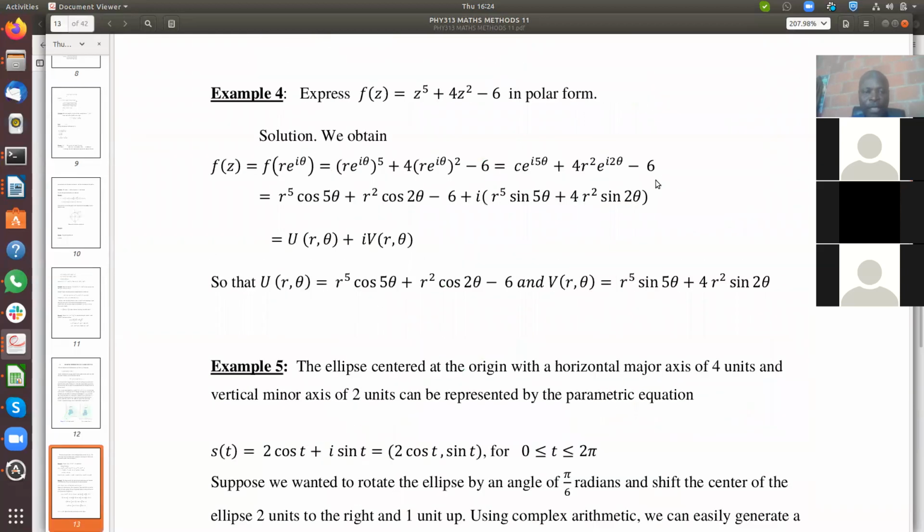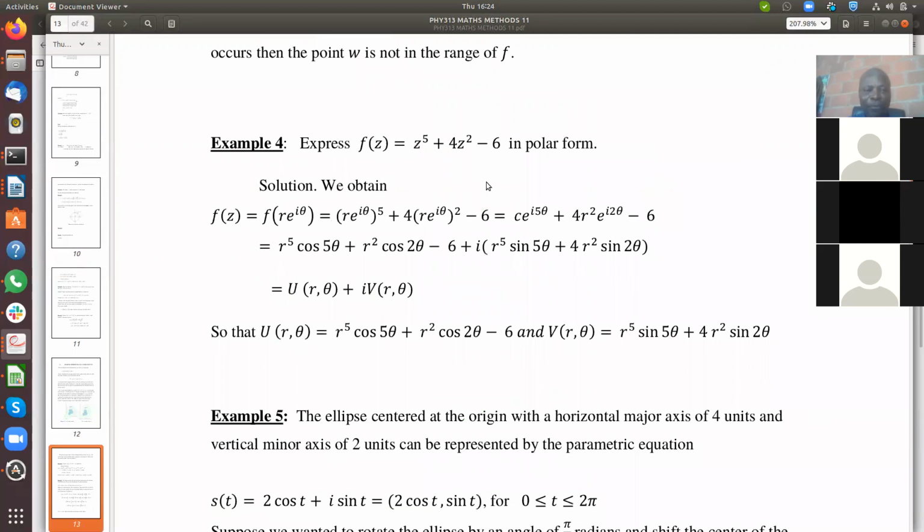So now, there is this example 4. Last week, I tried to introduce polar coordinates. I think you remember. I introduced a polar coordinate that has to take into consideration e to the i theta. The way we solve for a linear complex number, we can do the same thing for a polar form. So if you look at example 4: express f of z equals z to the power of 5 plus 4z squared minus 6 in polar form. Now, last week, I told you that z in polar form is equal to what?